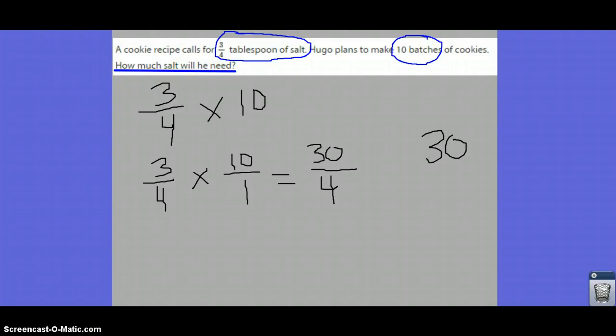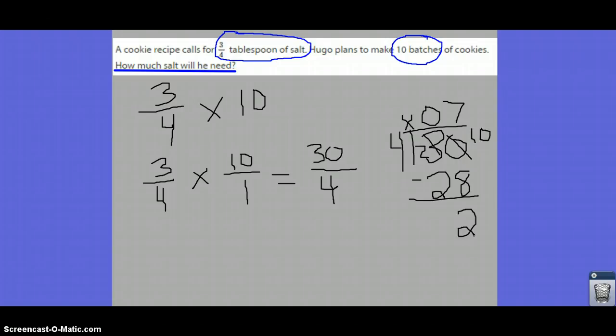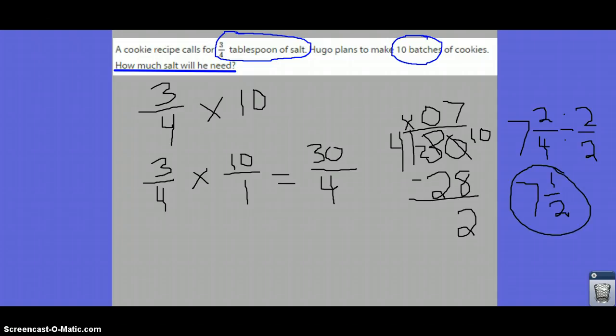We're going to take 30 divided by 4, and 4 will go into 30 7 times. 7 times 4 is 28, and subtract. And we're going to get a remainder of 2. So then our mixed number is 7 and 2/4. But our fraction isn't simplified, but we know that since they're both even, we can divide by 2. Keep your whole number of 7, and your fraction simplifies to 7 and 1/2.